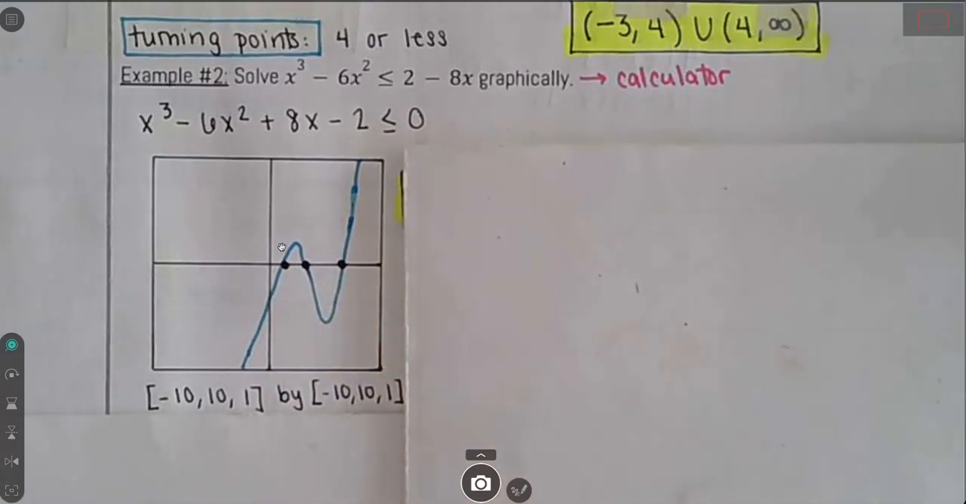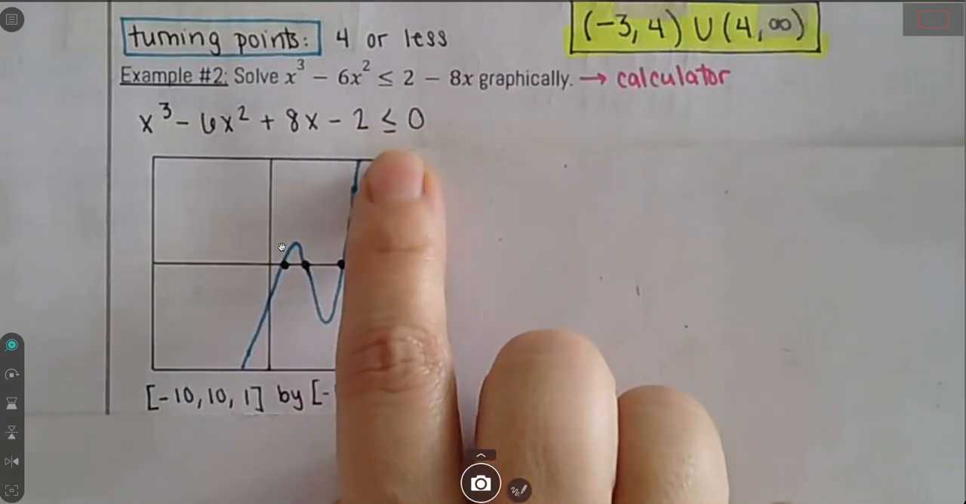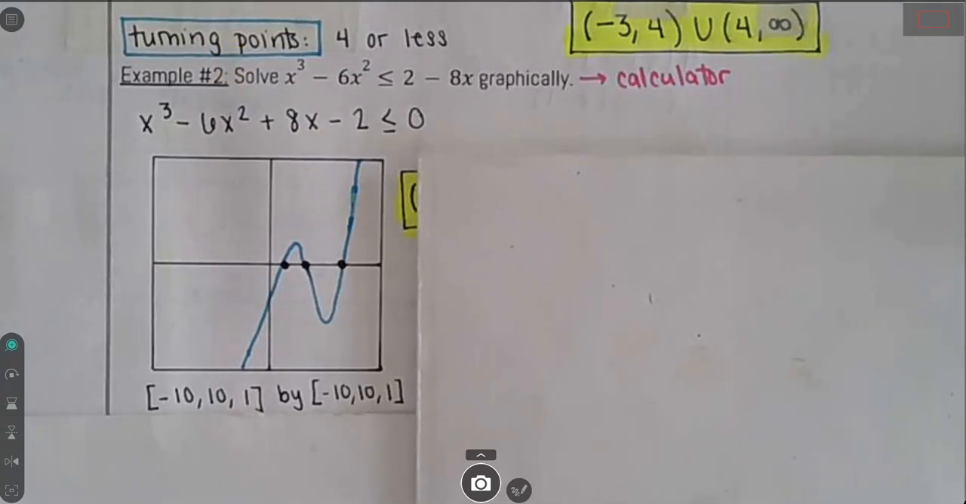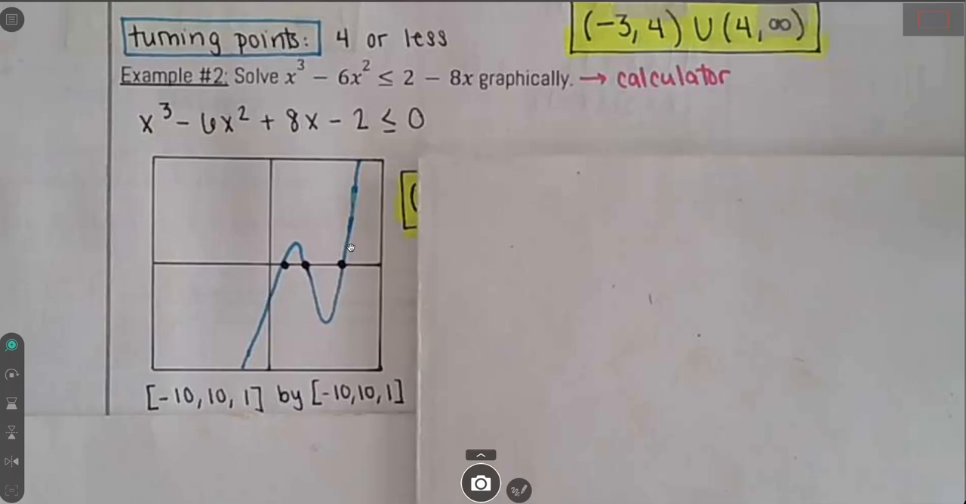Using that function, please tell me in interval notation where this polynomial is less than or equal to 0. So where is the polynomial less than or equal to 0? Round everything to 3 decimal places as needed.